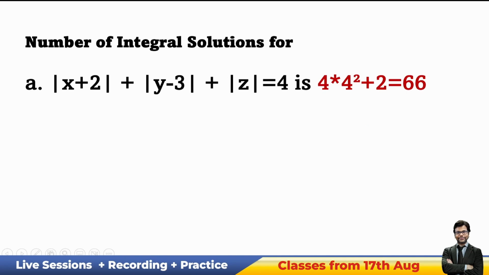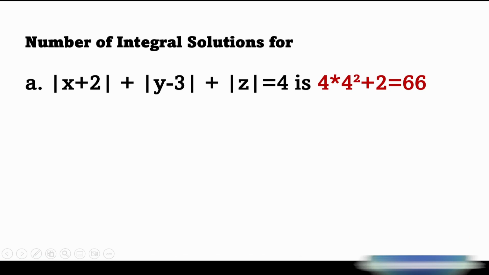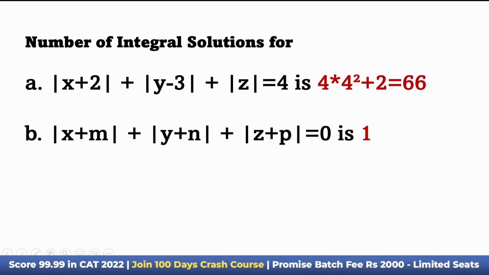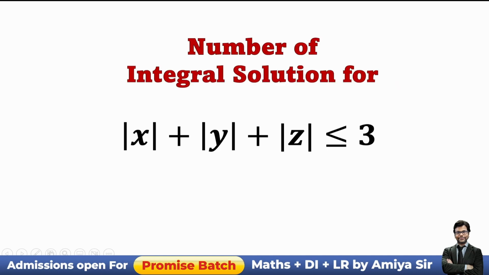How? Let's solve this question with one example. If |x| + |y| + |z| = 4, then the answer should be 4 into 4 squared plus 2, which is equal to 66. Similarly, if this one is equal to 0, it is 1. So relate these two with the equations or the conditions we have, and we can solve our question within a minute. So this is our question.